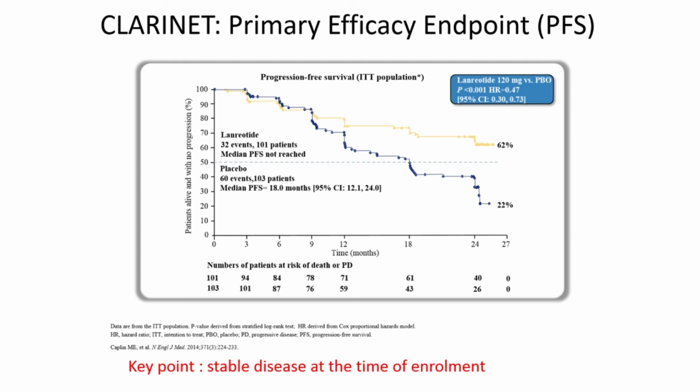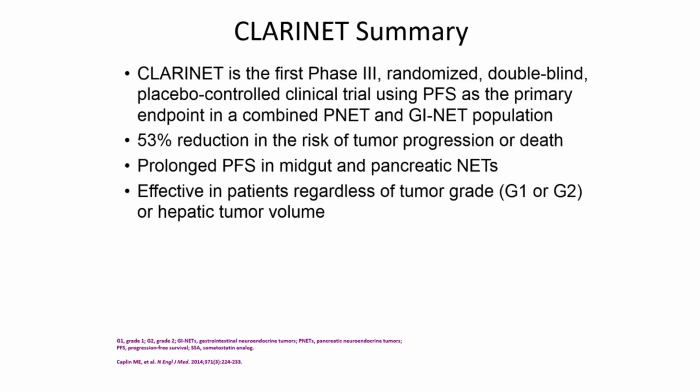and statistically significant. So CLARINET was the first phase 3 randomized study to show that using an SSA was beneficial in both midgut and pancreatic neuroendocrine tumors, with a 53% reduction in risk of tumor progression or death, and it was effective despite hepatic tumor volume.